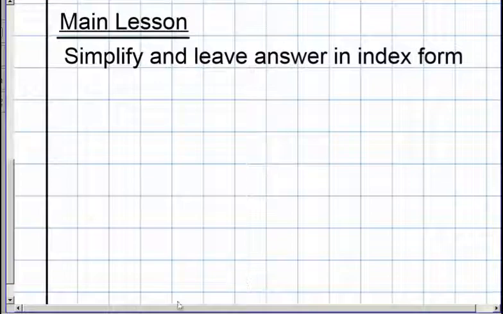Expressions and leave the answer in index form. Let's look at this, one of the simplest examples. Example 1. Here you go.